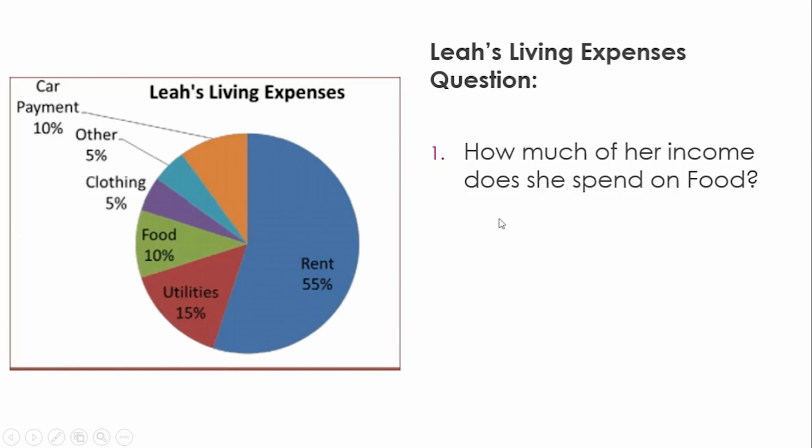So how much of her income does she spend on food? Looking at the chart, we see it's 10%. So the answer is 10%.